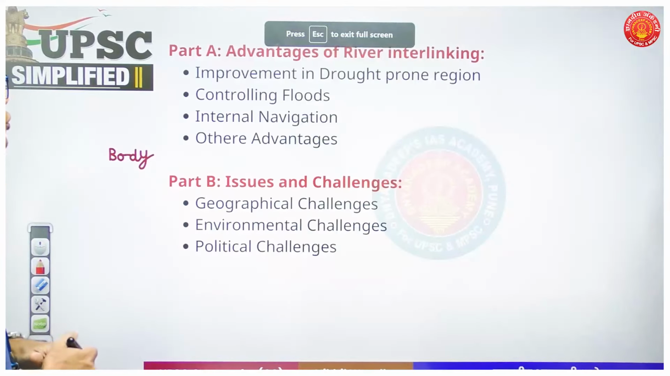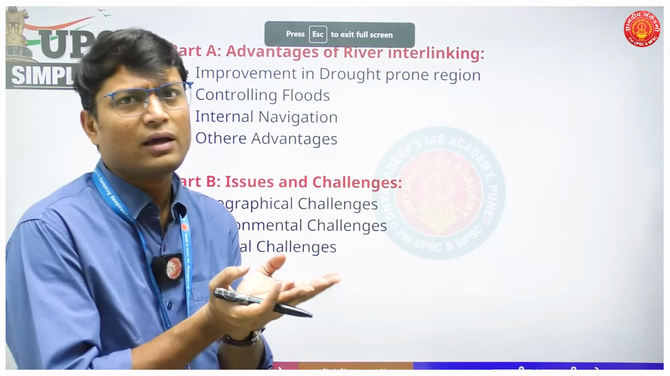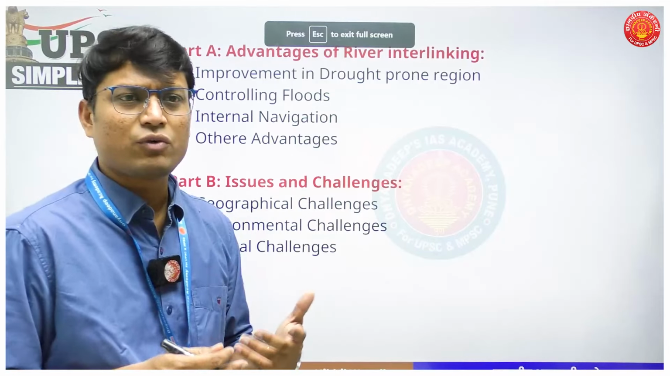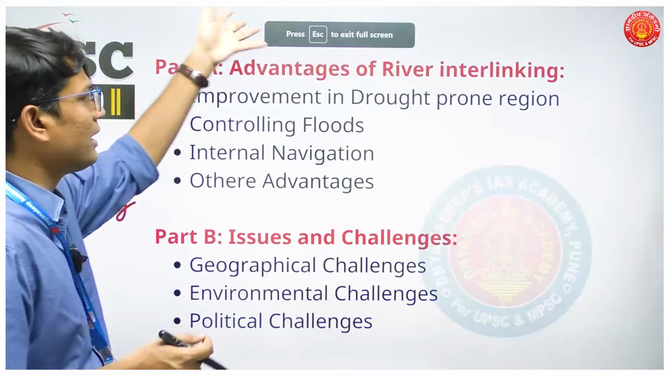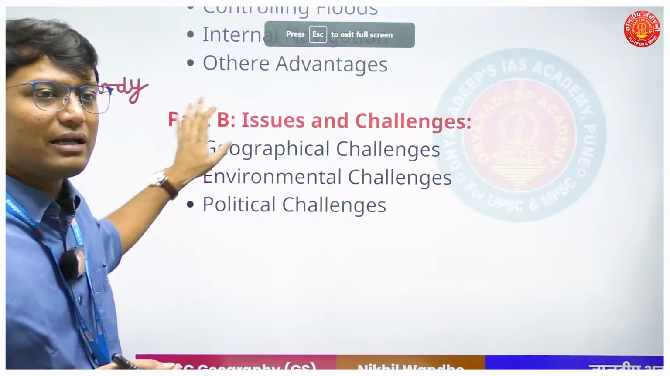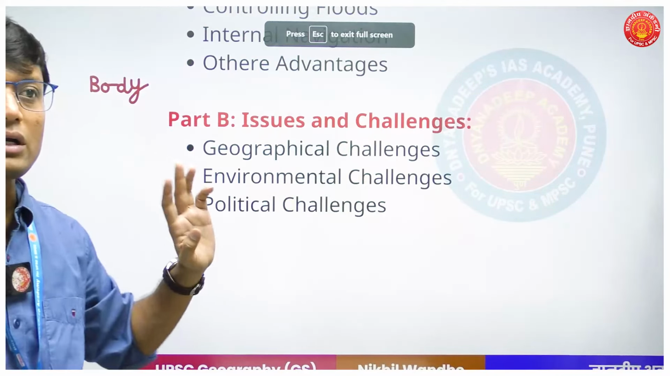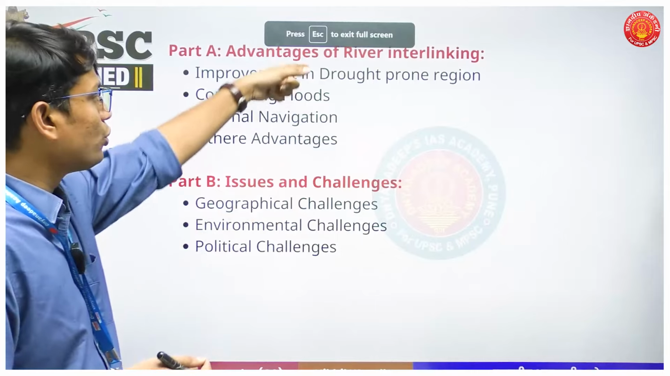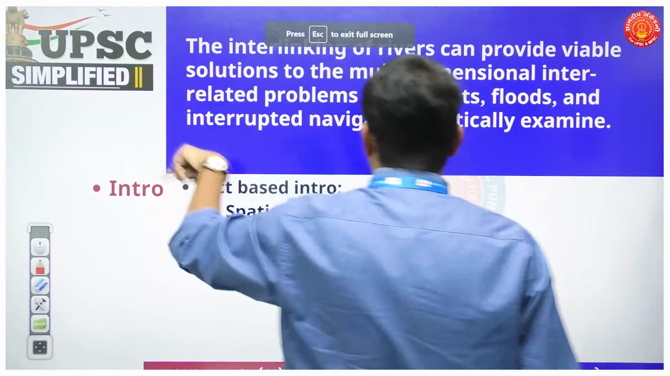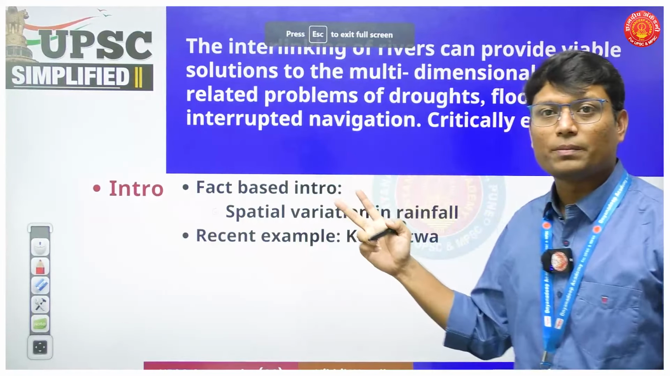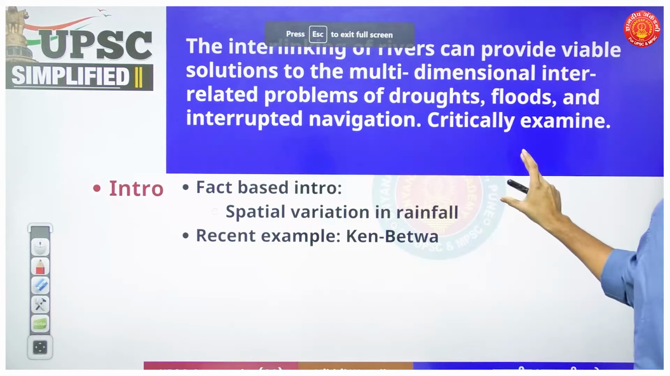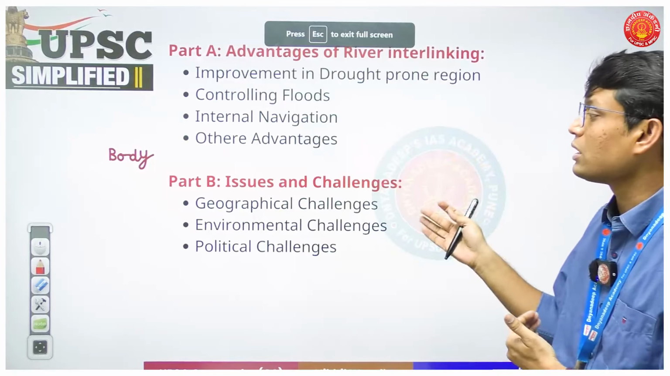Let us move on to the body part. In the body, I have made two sections. It is obviously a very straightforward question. I have to mention the advantages of river interlinking, and then go forward to the issues and challenges pertaining to river interlinking. So these are the two parts. Though the question doesn't directly tell you that there are two parts, if you interpret it indirectly, you will see two parts.